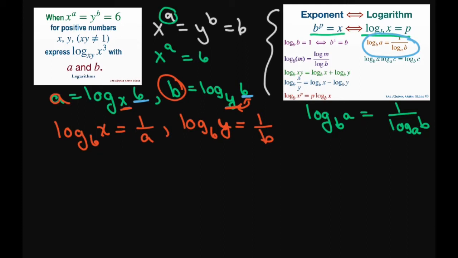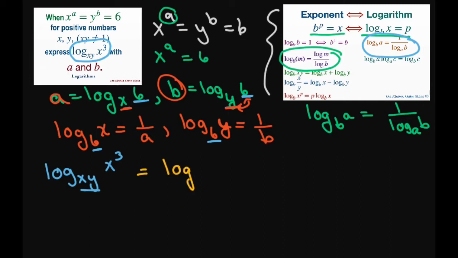Now that makes it easier. We're going to have the same base. Our base is going to be 6. Now what we have is this: log base xy of x cubed. Since this is not base 6, we're going to use our change of base formula and write this as log of x cubed divided by log of xy. And of course we can pick any base we want. We want base 6, so put a 6 here.